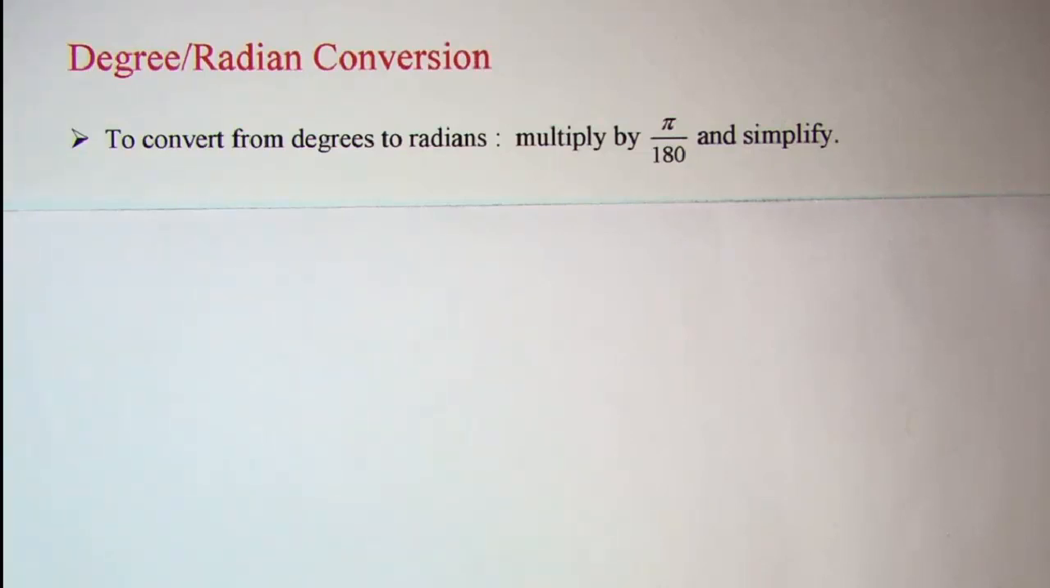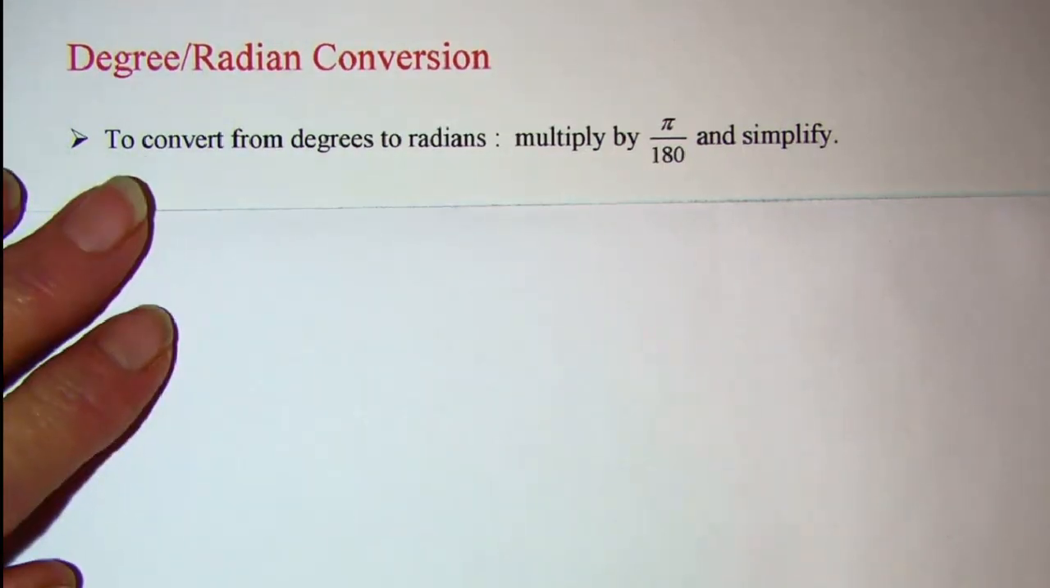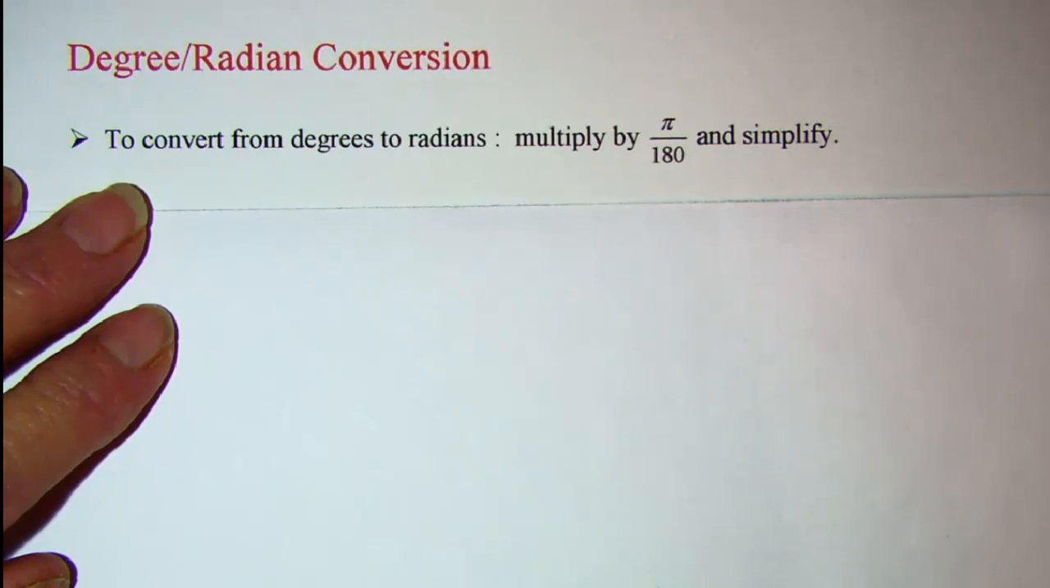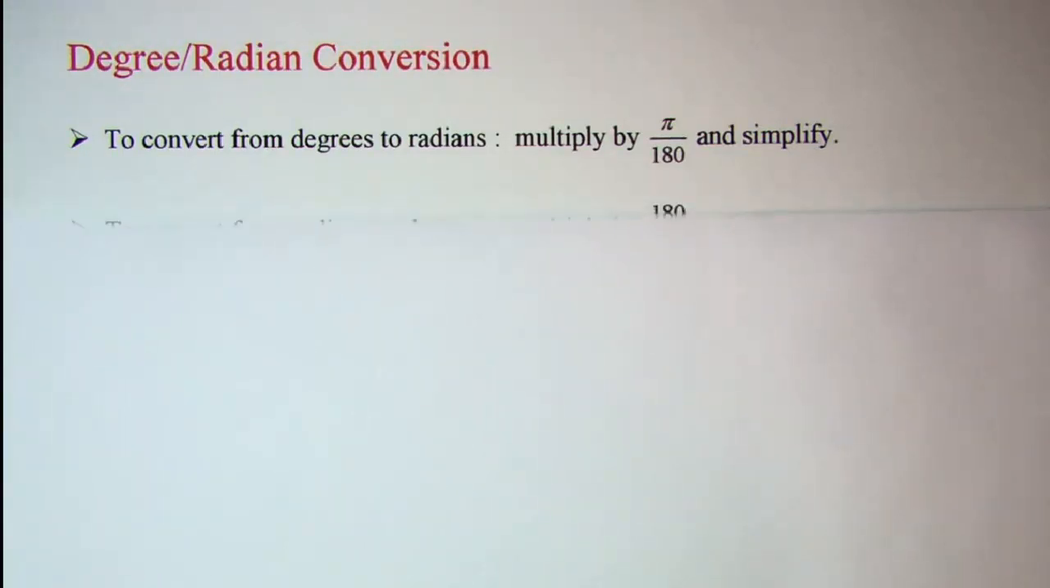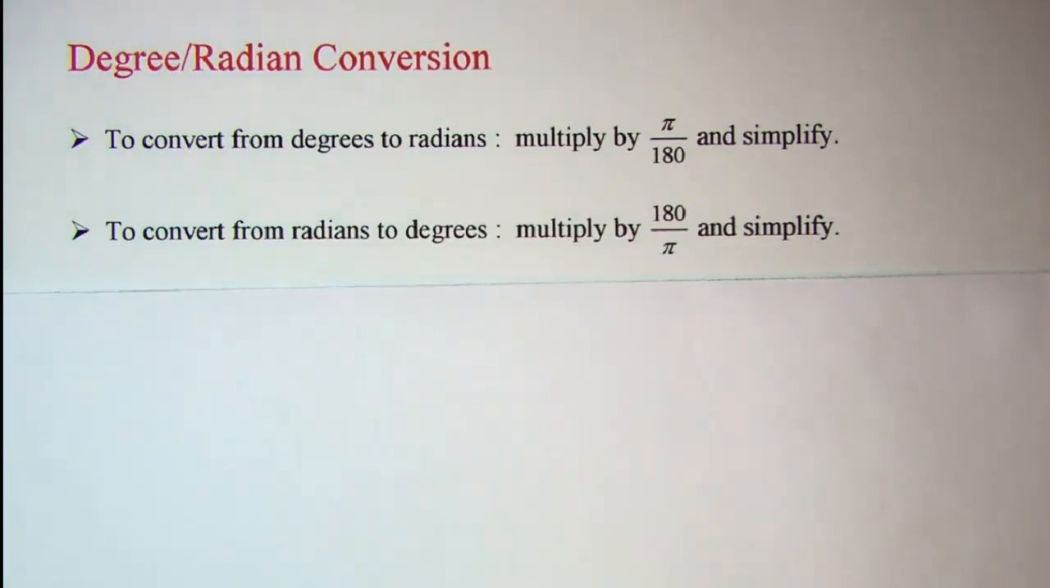In this video, we'll be talking about how to convert from degrees to radians or radians to degrees. To convert from degrees to radians, multiply your degree measure by pi over 180 and then simplify. To convert a radian measure to degrees, multiply by 180 over pi and simplify.